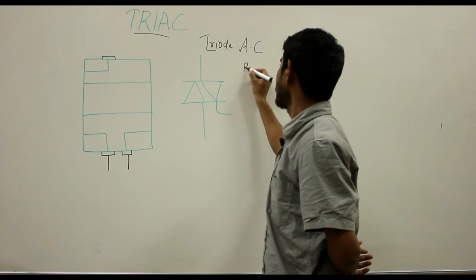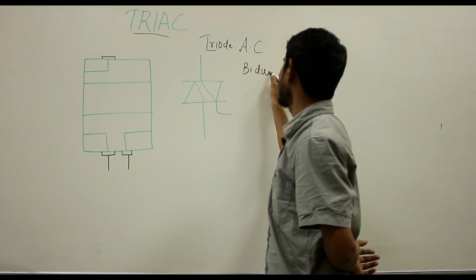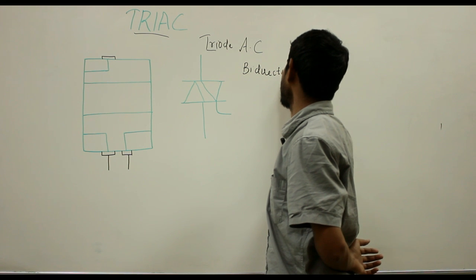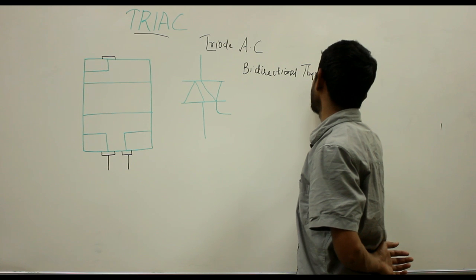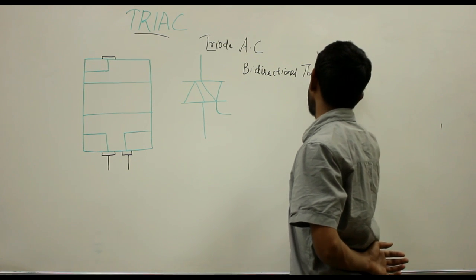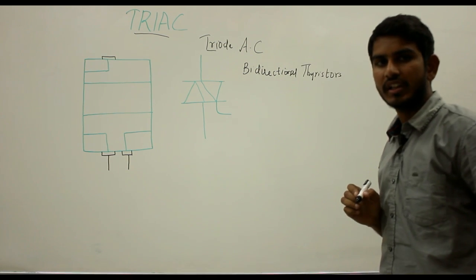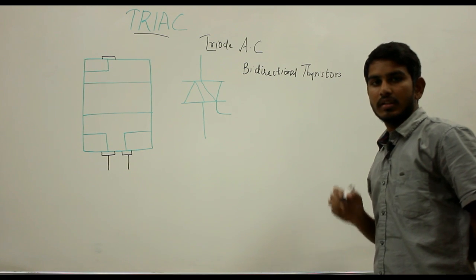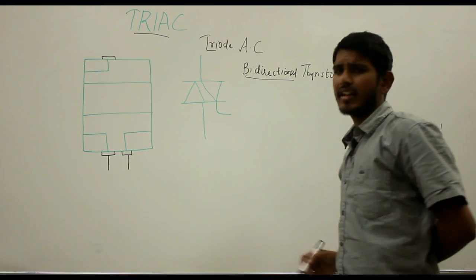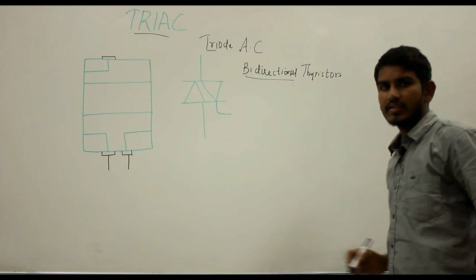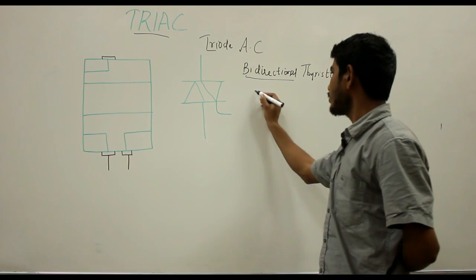So it is a bidirectional thyristor with 3 terminals, and it is extensively used for controlling AC power applications. Putting it in other words, the Triac is a 3-terminal AC switch.